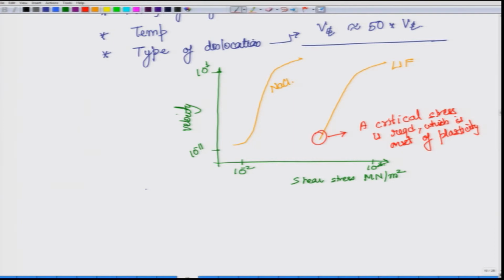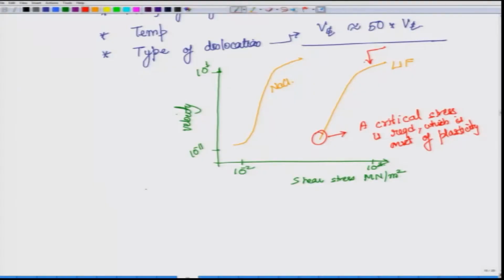Another thing that you see is towards the higher end, and this is the damping force. There is a linear region: in the log scale, as you keep increasing stress, velocity keeps increasing. But as you start approaching 10 to the power 3 shear stress, mega Newton per meter square, the velocity does not increase as rapidly, and that happens because of damping phenomena. And this damping, as we will see, is represented particularly for FCC and HCP materials by a parameter.